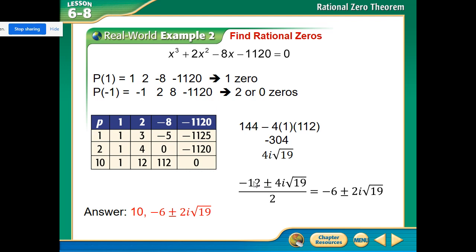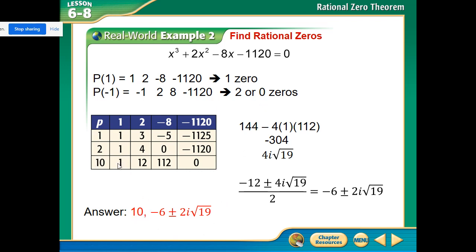So then we put it in: opposite of b, which is negative 12 plus 4i square roots of 19 over 2. Divide everything by 2, and we get negative 6 plus 2i square roots of 19. So there's my two answers. There were no negatives, so we would have been up the creek if we went that way. And we had our 10 value here.